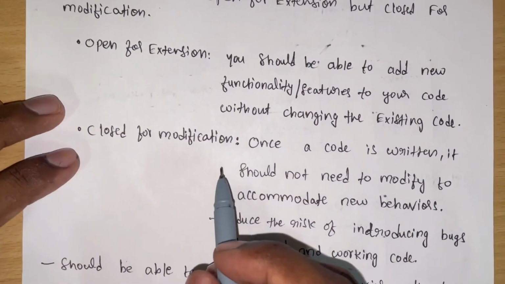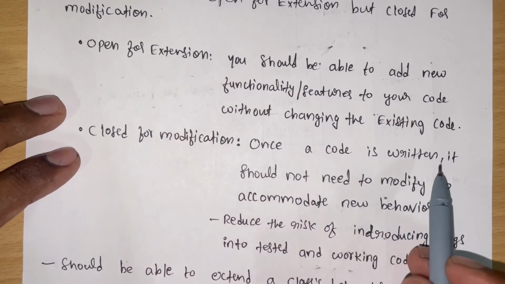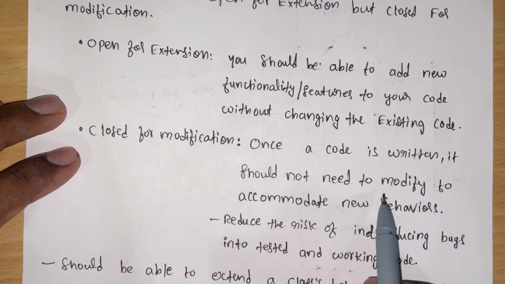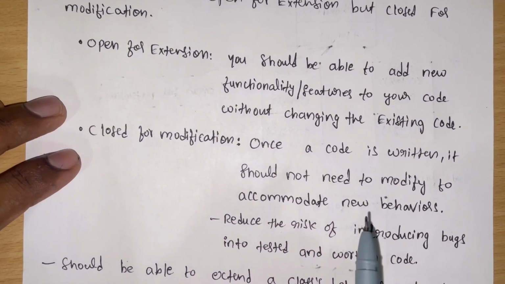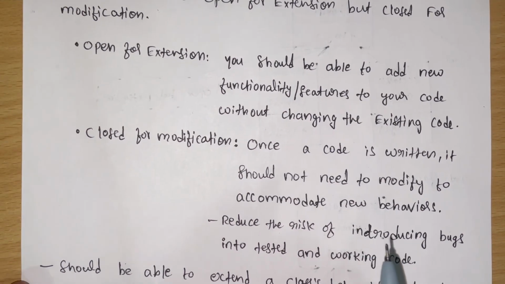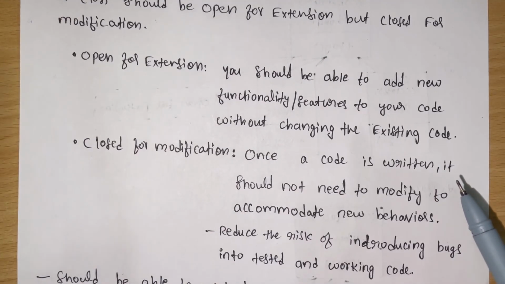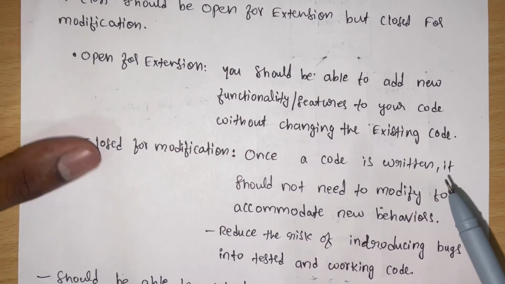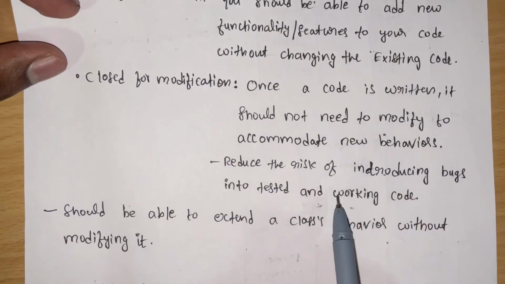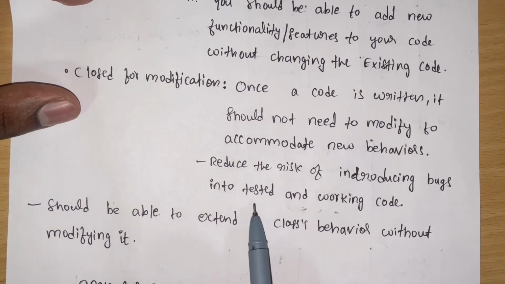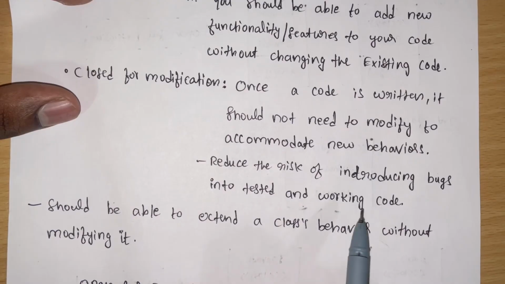Closed for modification says that once a code is written, it should not need to be modified to accommodate new behavior. That means you should be able to write code that is open for extension, that is, to add any additional features, but closed for modification. This reduces the risk of introducing new bugs into tested and working code.